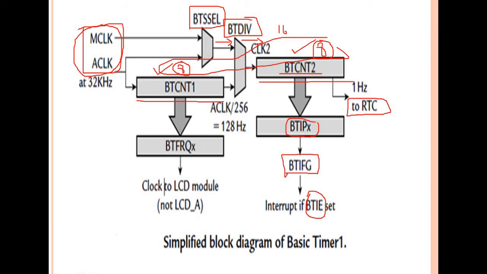And generally to basic timer counter 1, A clock is given as an input. A clock, auxiliary clock, is given as an input to basic timer counter 1. See here, as basic timer counter 1 is an 8-bit counter, what is the maximum value it can hold? It can hold 2 power 8, that is equal to 256 counts. Then coming to the output of counter 1, it will be A clock by 256 as the outcoming frequency. This frequency can also be fed as an input to basic timer counter 2.